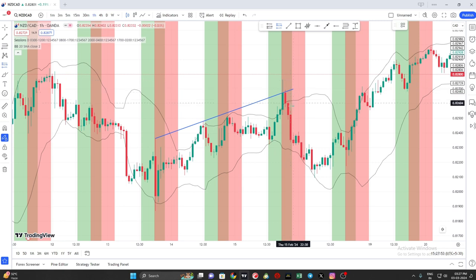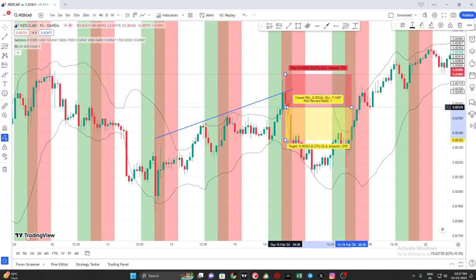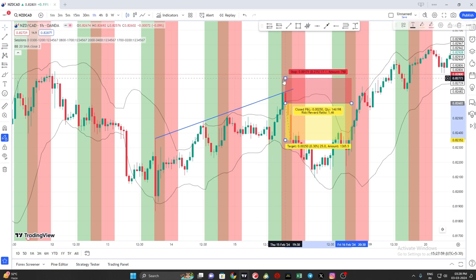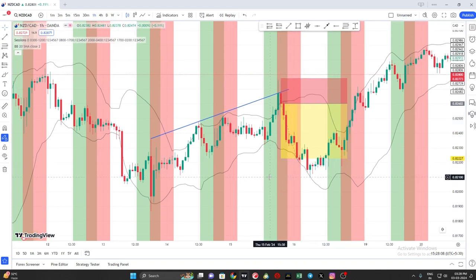So here we can simply take our trade, all right, which is just after this candle closes, and our SL will be a little bit above the swing high, and our TP will be either this or this major support. So this is a very pretty basic example.